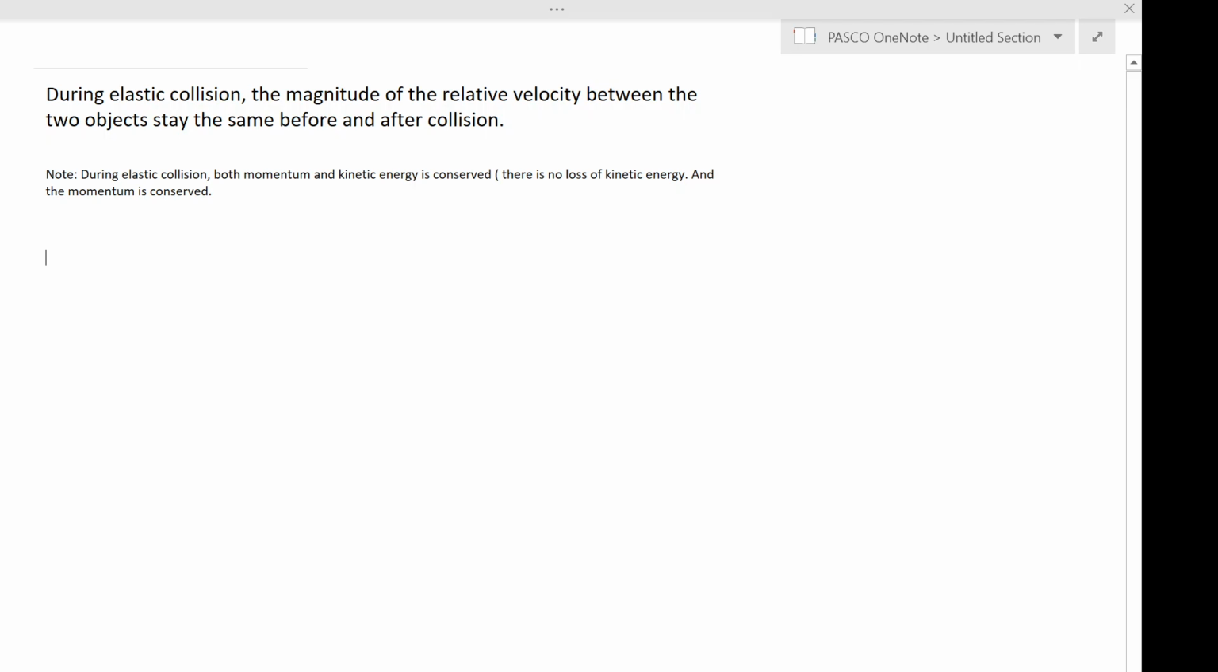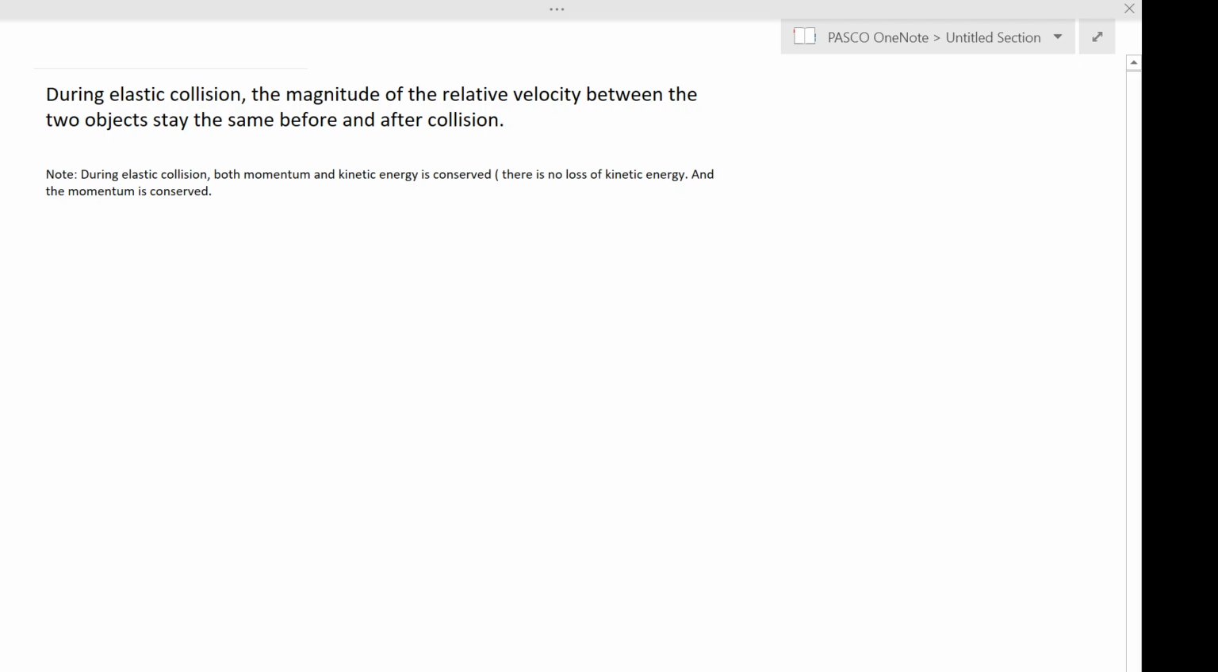And note, what is elastic collision? During elastic collision, both momentum and kinetic energy are conserved, and that means there's no loss of kinetic energy to heat energy or sound energy, which normally would happen in inelastic collision. And of course, the momentum is always conserved like in any other collision. Alright, so let's get to it.